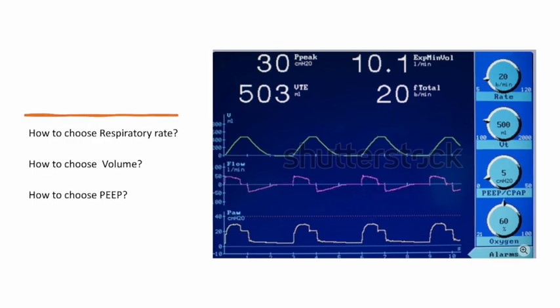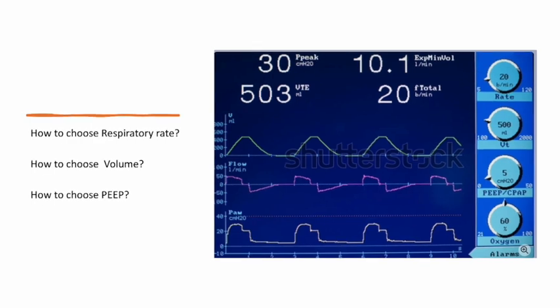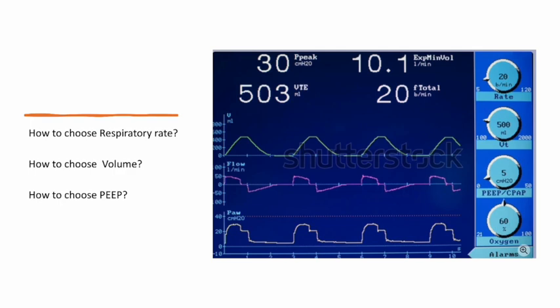And then how are you going to choose a PEEP? So in general, you're going to start at a PEEP of 5. There are some exceptions to this, but in general, you start at 5, and then you titrate the PEEP from there. And then what about the FiO2? So generally, we start at FiO2 of 100%, and we down titrate based off the pulse oximeter and off of an ABG.